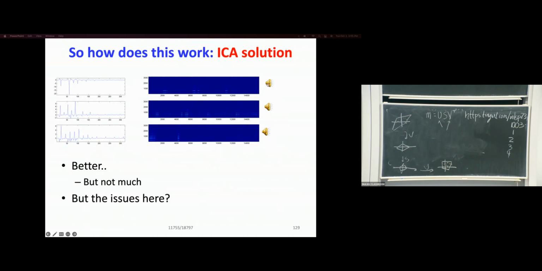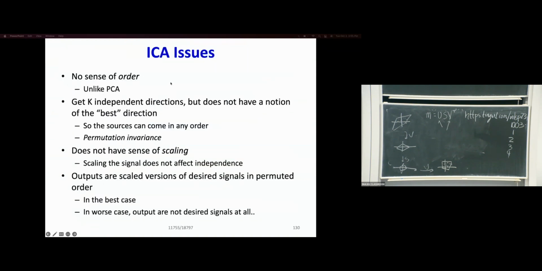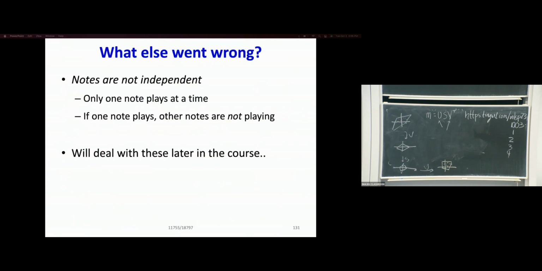Okay, so ICA still did not do that good. And the reason is here. We don't have a notion of the best direction, and we don't have a sense of scaling. So we still need to look more into other ways to separate the music. And notes are not independent, right? So that joint independence assumption we made may not make sense sometimes, especially in this case. It makes sense in the cocktail party problem, but here it's not quite good. So we'll have to see other ways to separate the instruments. And that's it.